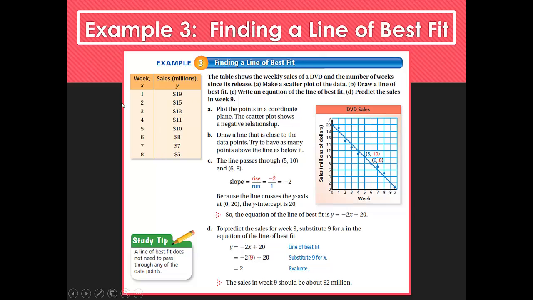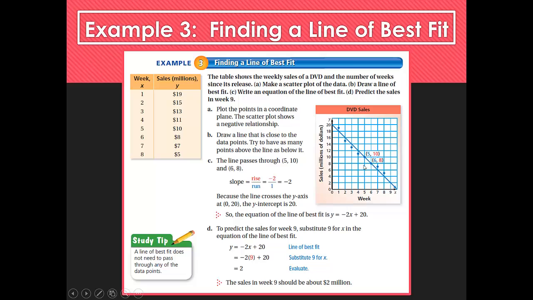So here is our data. We're going to transfer this data over to our graph. So X would be 1, Y would be 19. So we would go over to 1 and up to 19. Our next point would be 2, 15. So over to 2, up to 15. Then we have 3, 13. So over to 3, up to 13. 4, 11. So 4, 11.